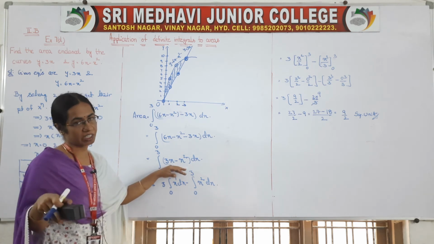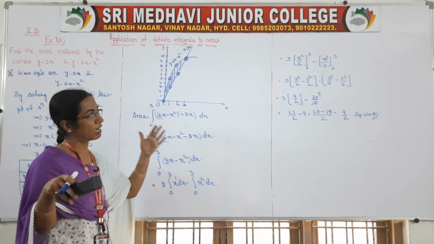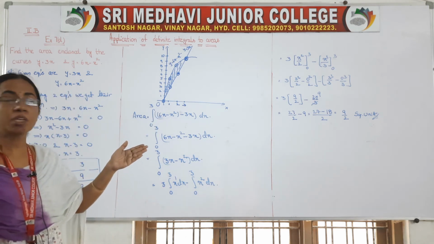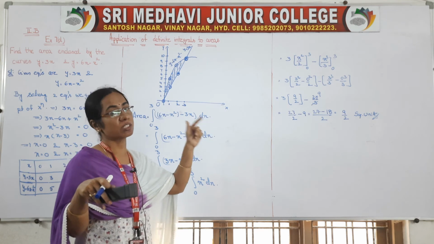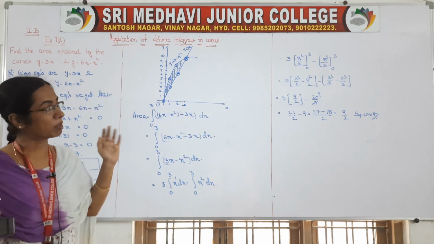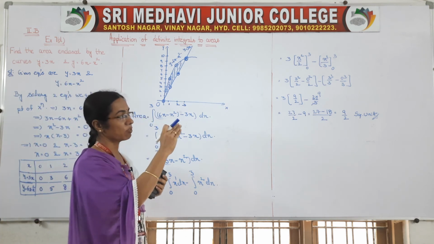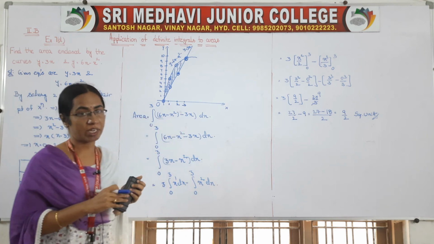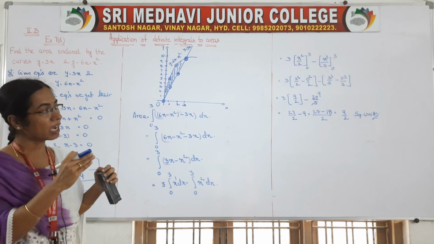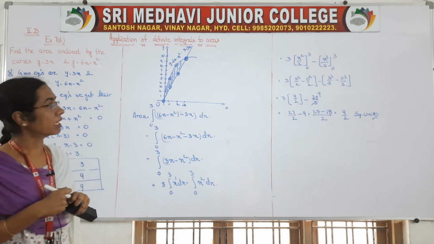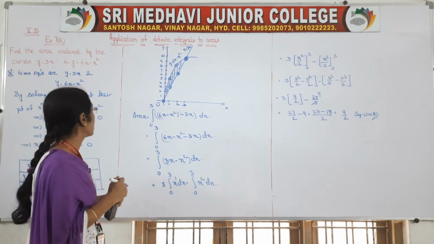So just integrate. From now onwards, it is a normal definite integral problem. First integrate it, write the bounds on the right side, then in place of x first substitute the upper limit, then in place of x substitute your lower limit, and you will get your area. Since it is area, we have to write square units. Whenever it is area, you have to write square units. So be clear with the concept.